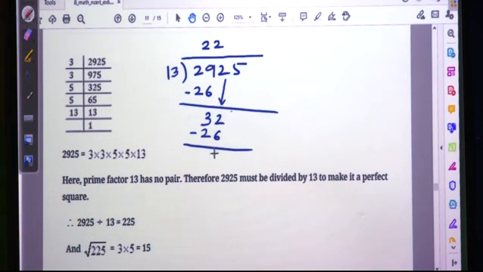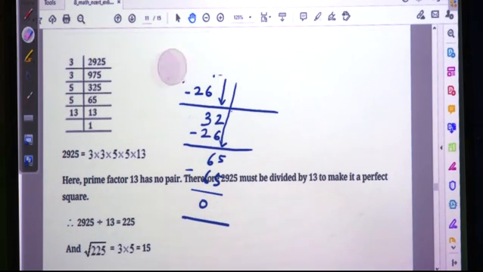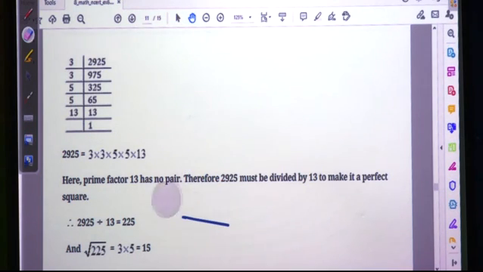How much is remaining? 6, and next digit brought down, that is 5. 13 5s are 65, and we are getting the remainder 0. Here we got 2925 divided by 13 is equal to 225. It is 225, and the square root of 225.